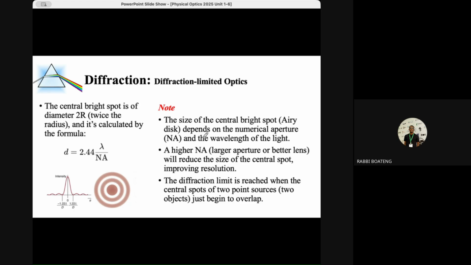So I've done a little add-up here for our understanding. What I've added here is telling us the size and how the numerical aperture affects resolution. If the numerical aperture is high, what happens to the resolution? If the size is high, what happens to the resolution? If the central spot of the source is high, what happens to the resolution? And even if there's an overlap, what happens to the resolution? So I just added this for our reading and understanding purposes.